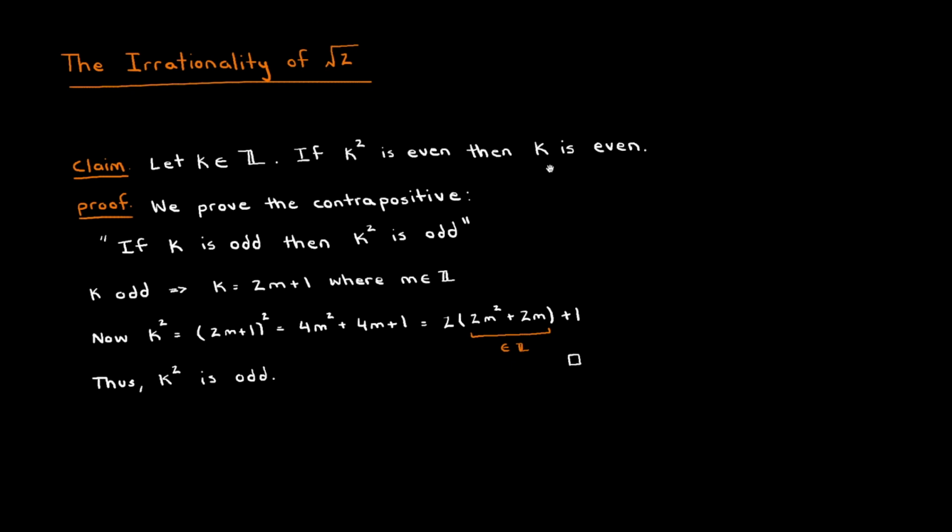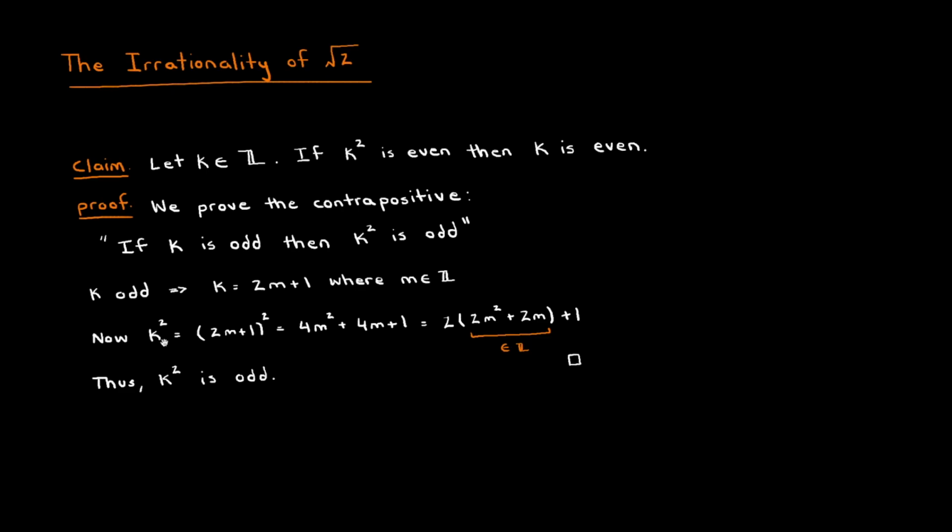Well, it would be if k is not even, then k squared is not even. In other words, if k is odd, then k squared is odd. So this is what we are going to prove. And so what does it mean if k is odd? Well, if k is odd, then k can be written in the following form. It's 2 times some integer, let's call it m, plus 1. Right? So this is the definition of an odd number. It's just 1 more than an even number.